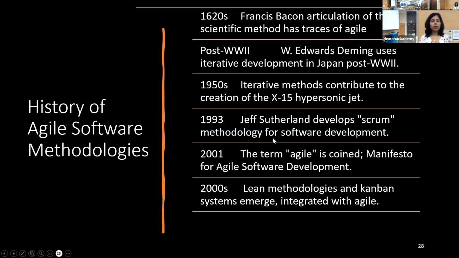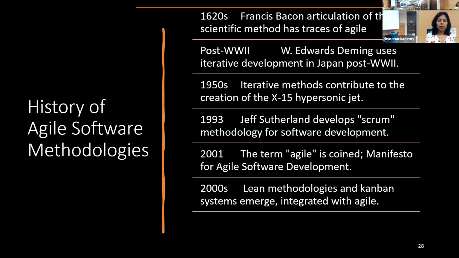And surprisingly, the history of agile software methodologies is rooted in scientific software, with scientists starting from the 1620s, when Francis Bacon articulated in his scientific method some traces of agile. So it's really cool to see that this has relevance as far as history is concerned in scientific software.